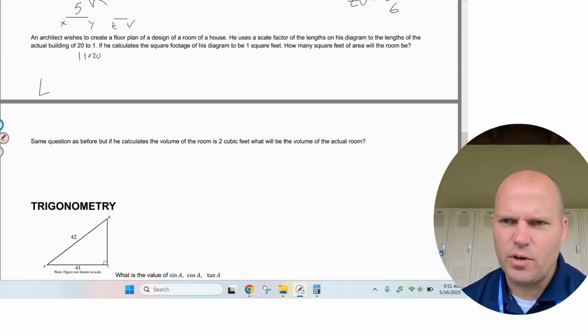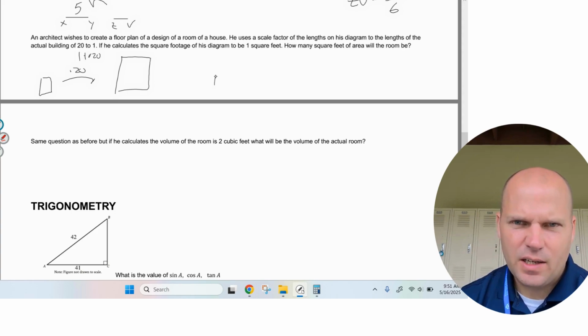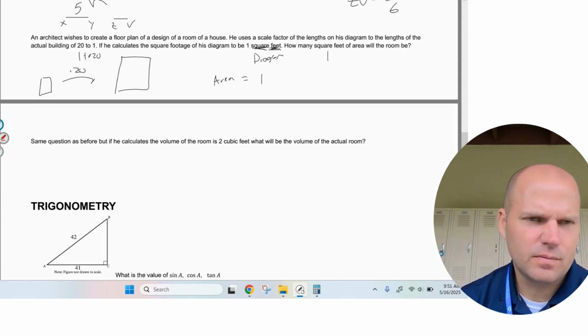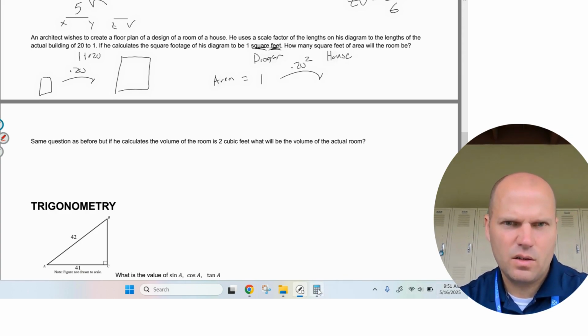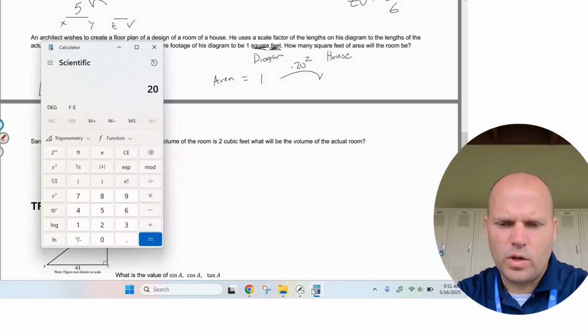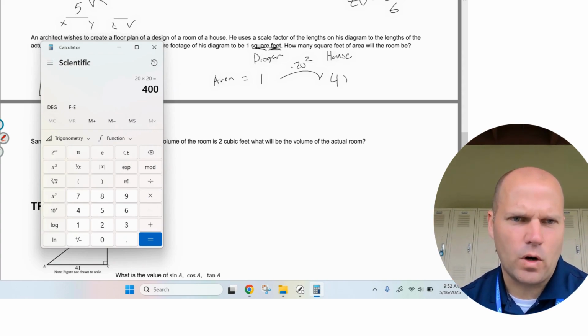Understand that the diagram is going to be smaller than the actual floor plan by a factor of 20. If the area is 1 square foot in the diagram, then the actual area of the house is not going to be times 20, but times 20 squared. 20 times 20 is 400. So the area of the house is 400 square feet.